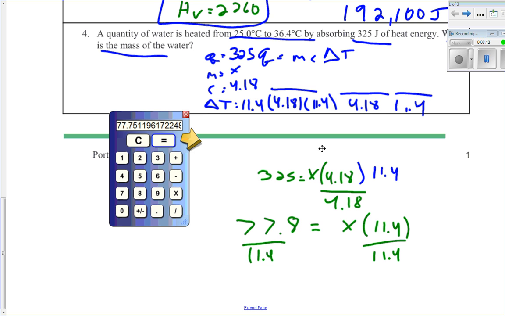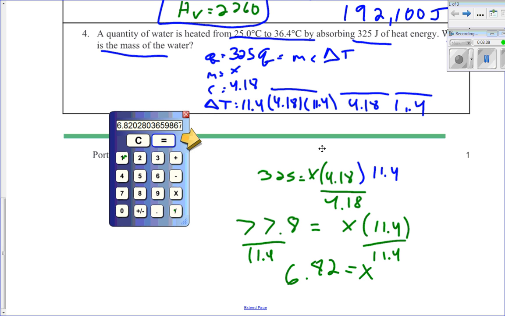So this number divided by 11.4 is equal to 6.82 is equal to X, because we got X on its own by dividing by 11.4 there. And now we have our number.